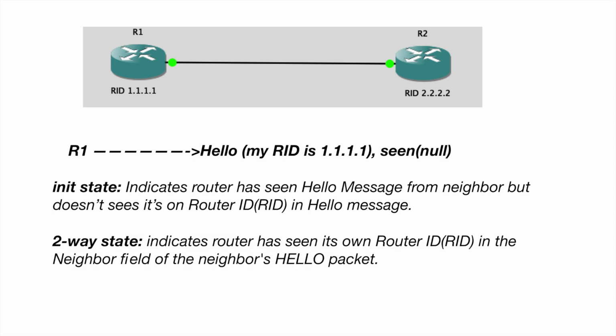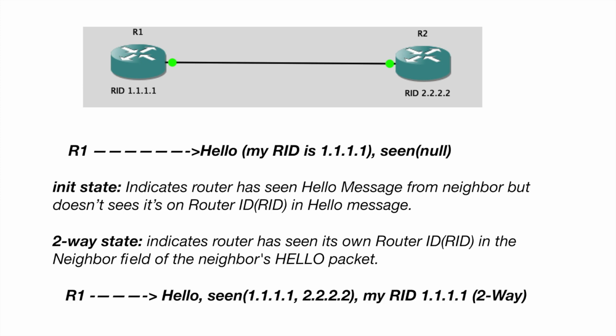And the two-way state indicates the router has seen its own router ID in the neighbor field of the hello packet. For example, when the final hello message gets exchanged and R2 receives it, it sees, okay, I see my own router ID in this hello message, which is 2222, plus the sender, which is 1111, and then it moves to two-way. So this is how the process works. First, it marked them as init, and we looked into what that means, and then it moves to a two-way state, and we just looked into what that means.